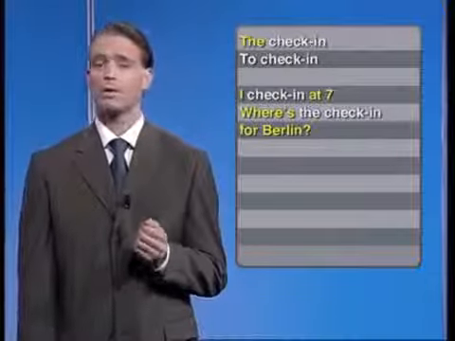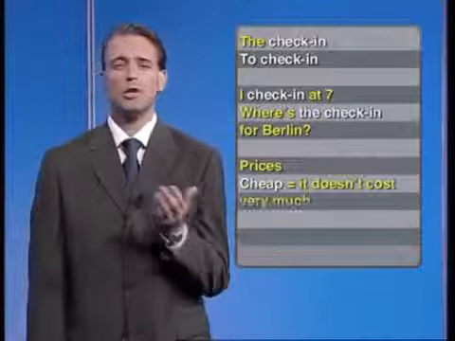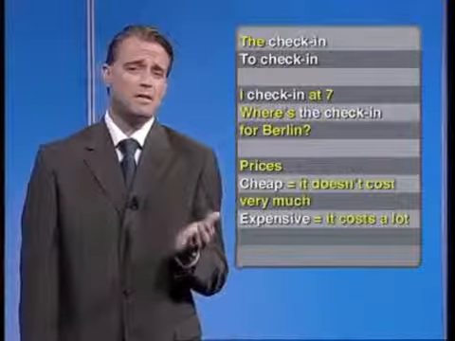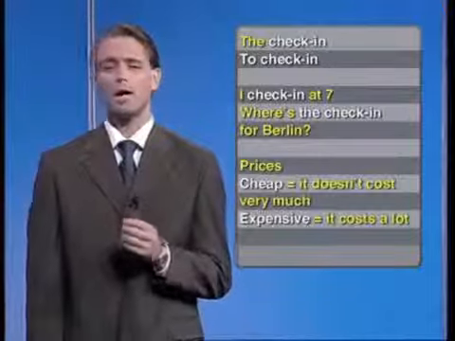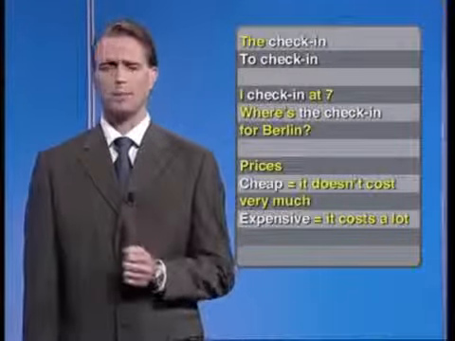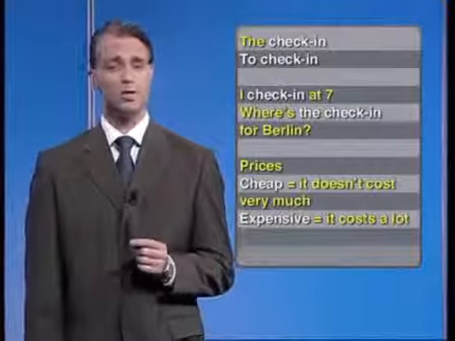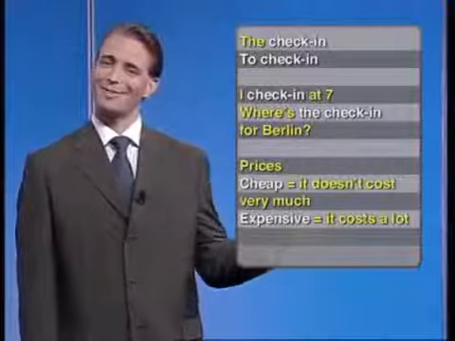When we talk about cheap prices, we mean it doesn't cost very much, and expensive means it costs a lot. My ticket to Berlin is 600 euros. It's expensive. Your ticket is 100 euros. It's cheap. Her ticket is 30 euros.